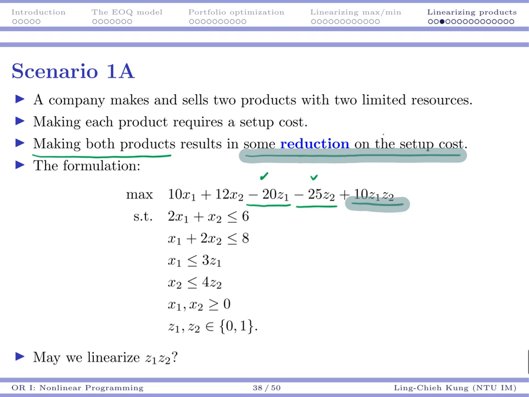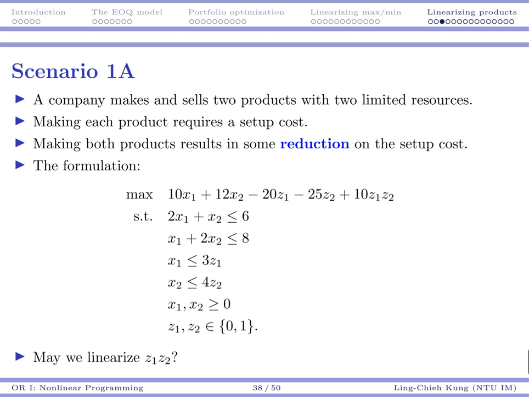So now we have a binary program. And here we have Z1 multiplied by Z2. Why is that? Because you may save this $10 only if Z1 and Z2 are both 1, right? If any of them is 0, you don't save this $10. So that's why you have a product term here. Z1 times Z2 is 1 if and only if both of them are 1. So now this program makes sense.